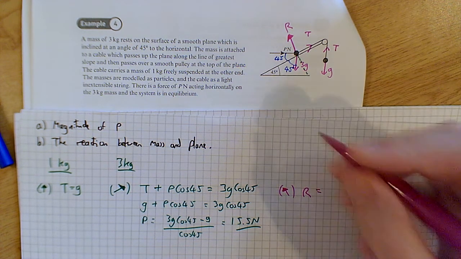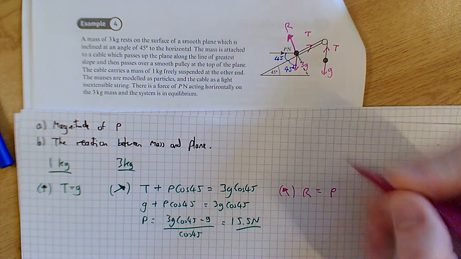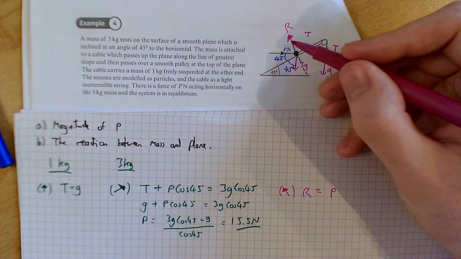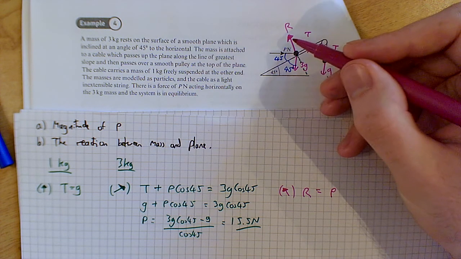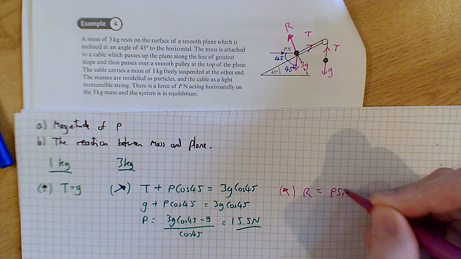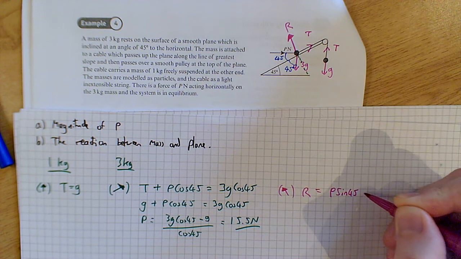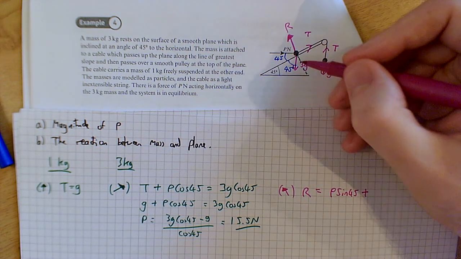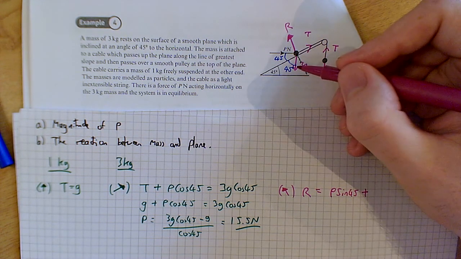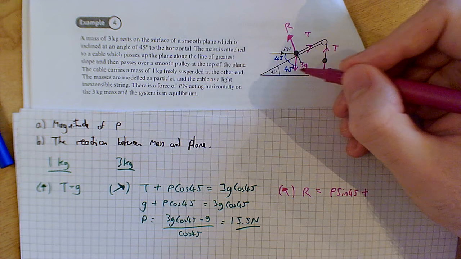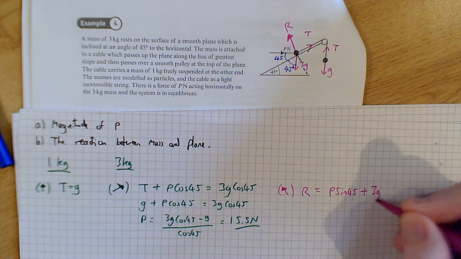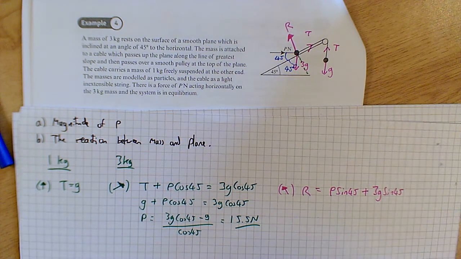So this is R equals P, and then we have to go, to get to the line of R, the perpendicular line, we have to go away from the 45, so it's sine 45, and it's also got the weight, of course, pulling it down, 3g. To get to that green dotted line here, we have to move away from the 45, so it's 3g sine 45.